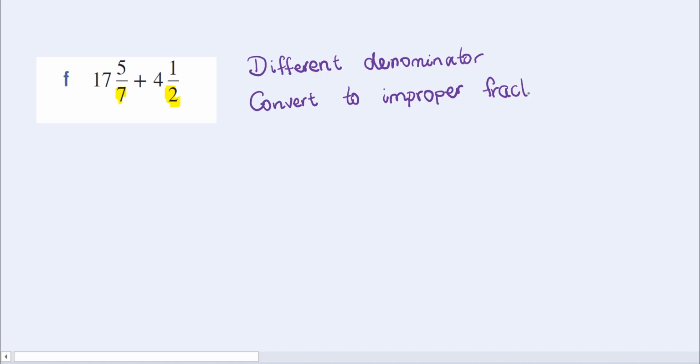By improper fraction, we mean when you have just one number at the top and one at the bottom, instead of that number that you have there at the left. So you're going to convert that into an improper fraction. What that means is you need to get your bottom number, your denominator, and times it by the number on the left. In this case, your number at the bottom is 7, and the big number next to it is 17. So if I times 7 by 17, it's going to give me a result of 119.